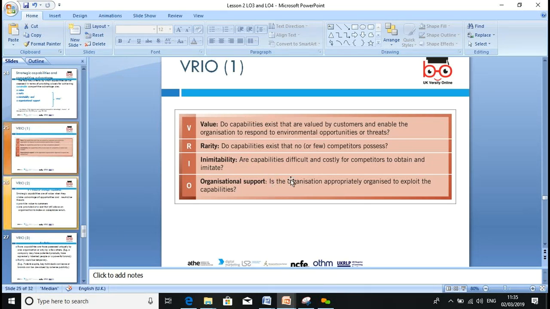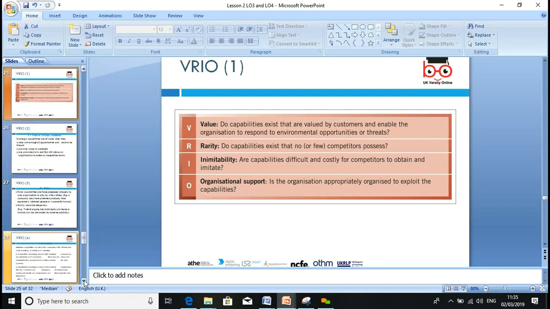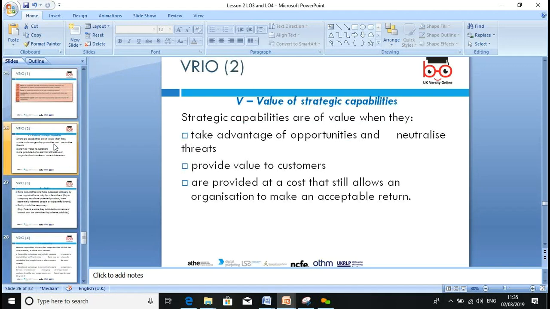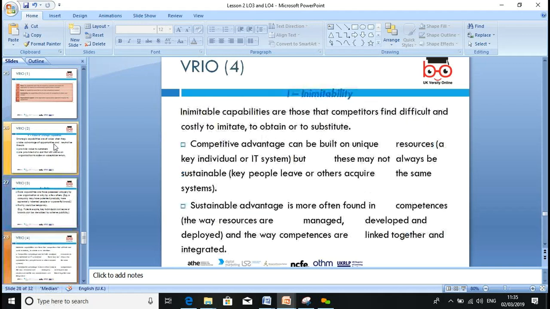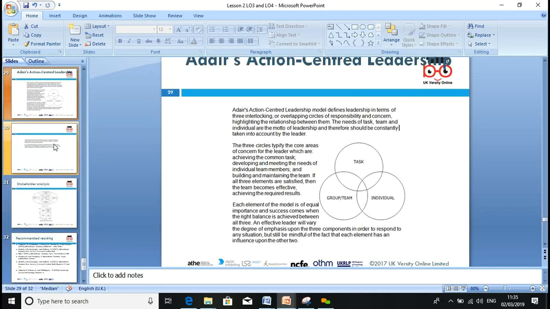Is the organization appropriate to organize and exploit the capabilities? People have ability, but we never really explore it. So we need to look around this effectively. So please, we can use this model as well.